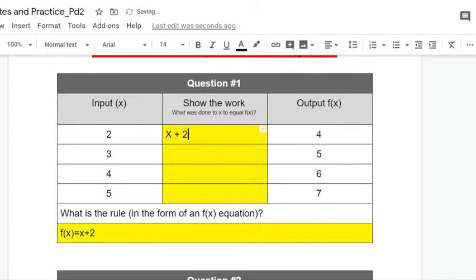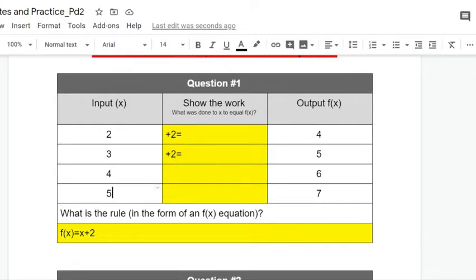Well, x plus 2. X plus 2 equals. So 2 plus 2 equals 4. All right, let's look at our next x. We have 3. 3 plus 2 equals 5. So this looks like I could have figured it out. I would ask you guys to go forward and make sure it works for 4 and 5.